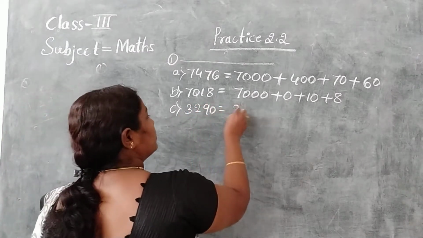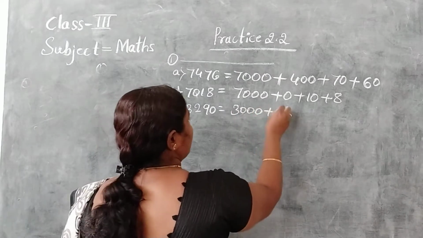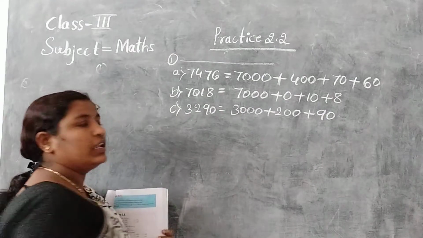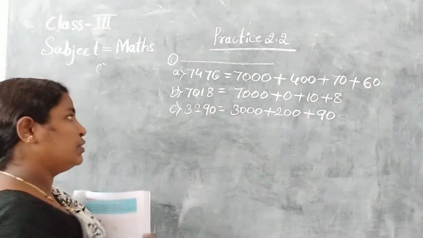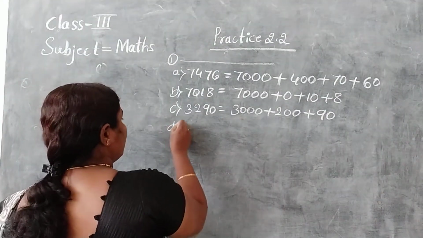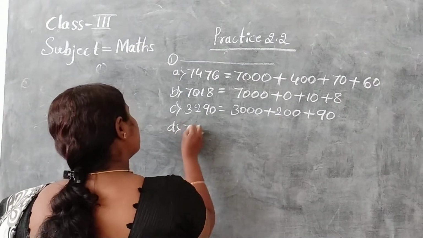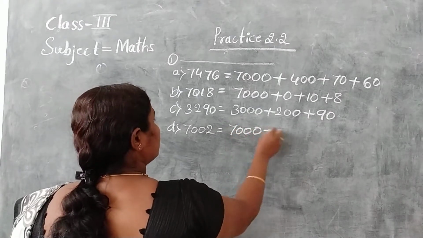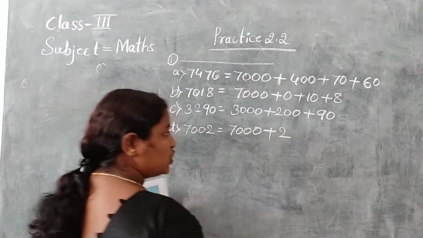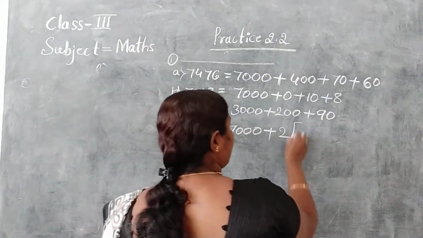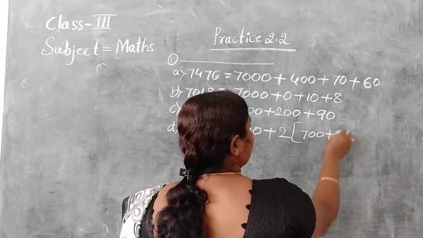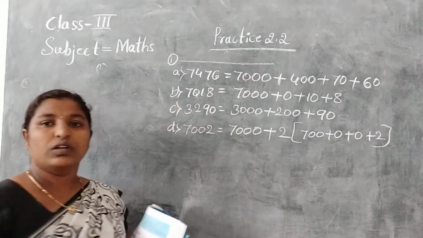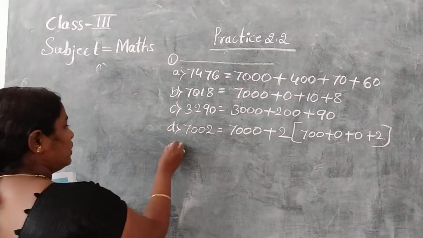C. 3290. 3000 plus 200 plus 90. No need to write the ones place because the ones place is 0. D. 7,002. 7,000 plus 2. This is also correct. Or you can write 7,000 plus 0 plus 0 plus 2. This is also correct.